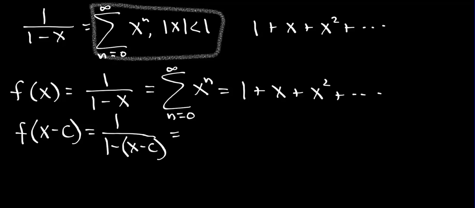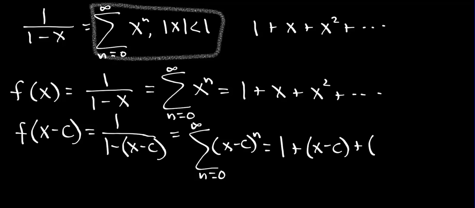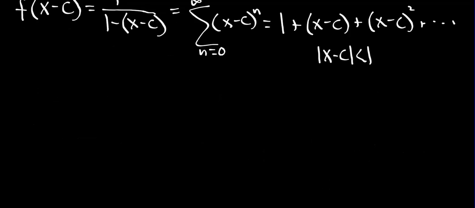Well, all we do is we replace the x with x minus c. So this would be the summation from n equals 0 to infinity of (x minus c) to the n, or 1 plus (x minus c) plus (x minus c) squared plus. And now what we want to say is that this holds provided that the absolute value of x minus c is less than 1. So that would be, instead of just saying the absolute value of x is less than 1, the absolute value of x minus c is less than 1. So let's look at an example.